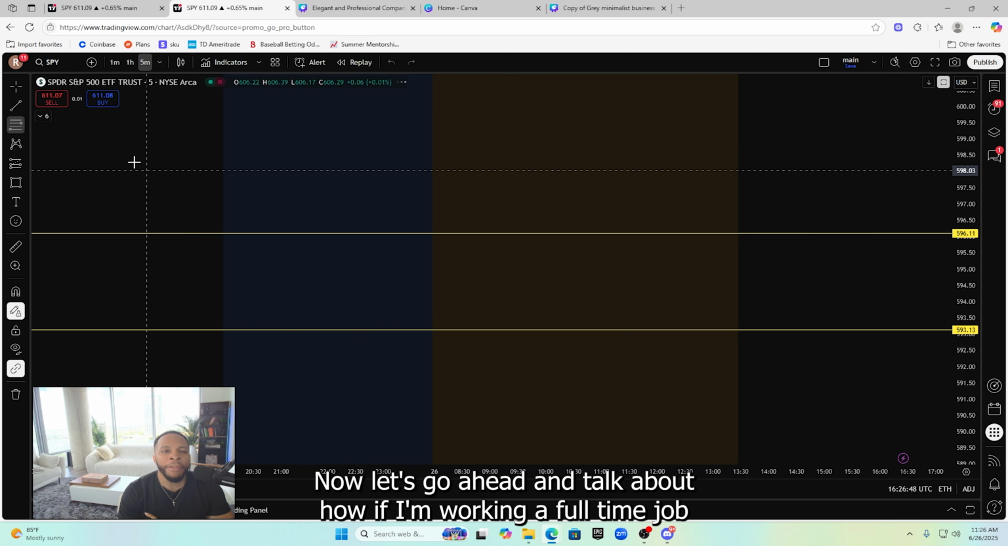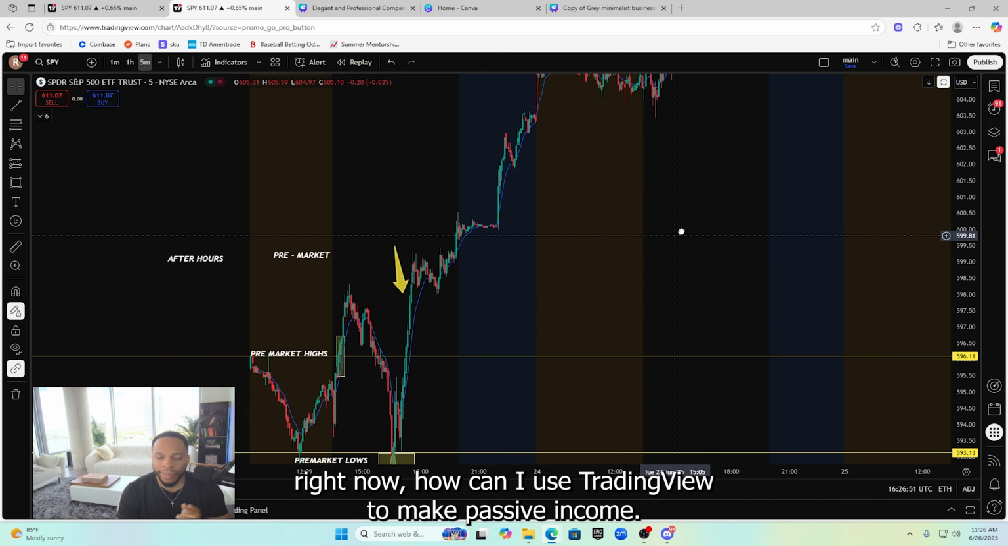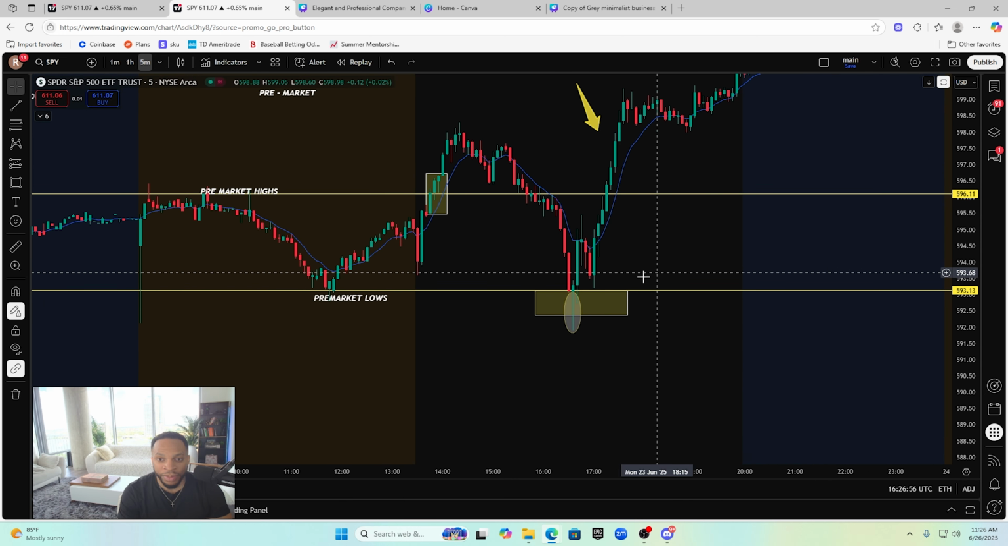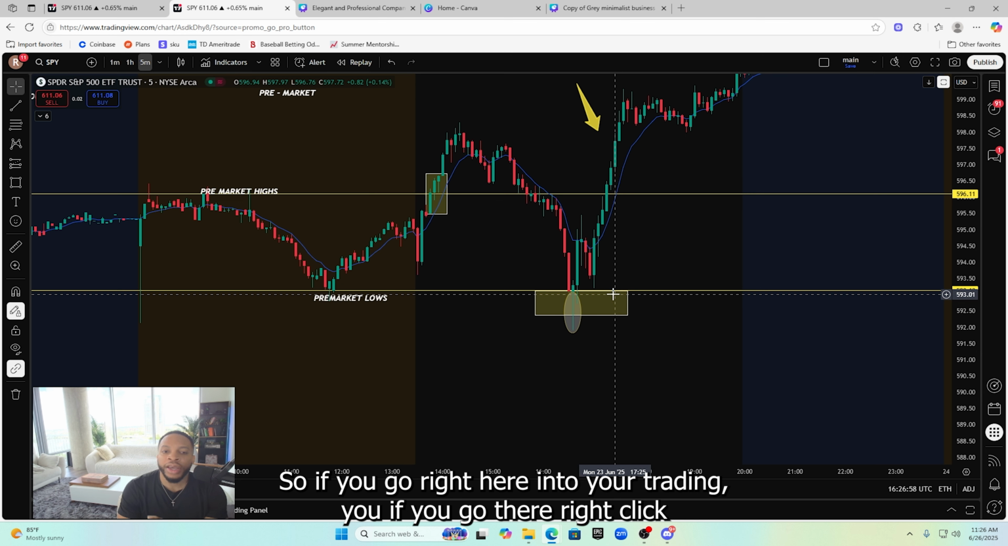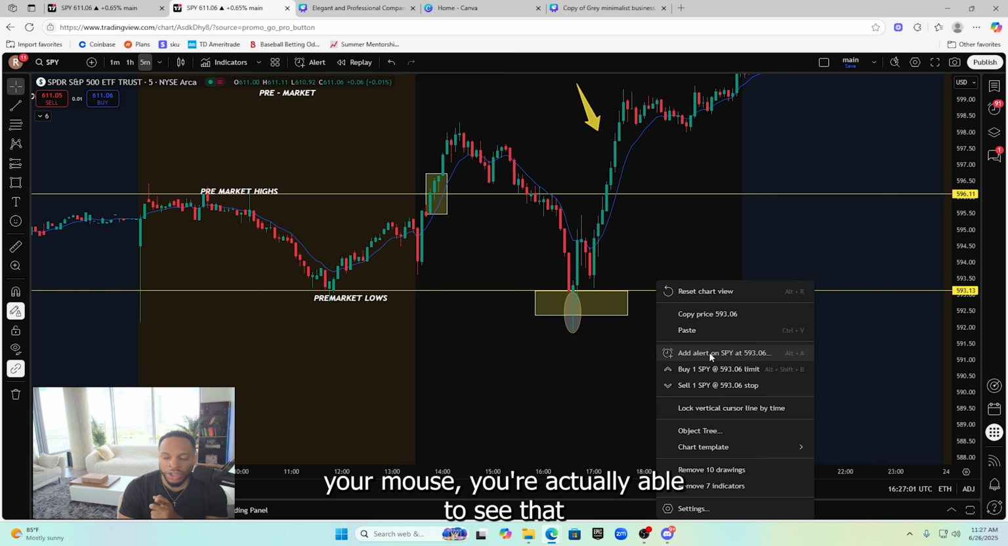Now let's talk about how, if I'm working a full-time job right now, I can use TradingView to make passive income. Let's talk about how to use your alerts in real time. If you go into your TradingView and right click your mouse, you're able to see that you can add an alert right here on the screen.